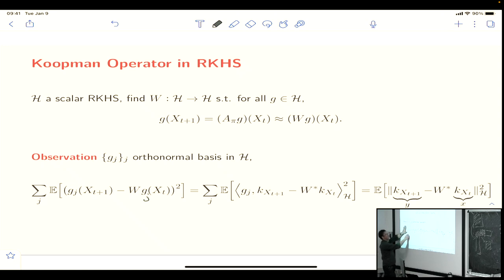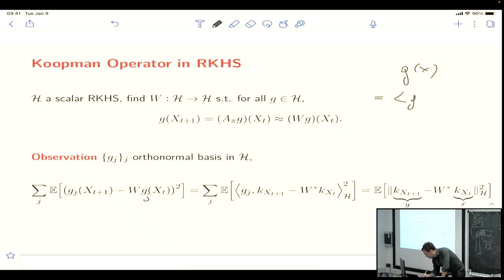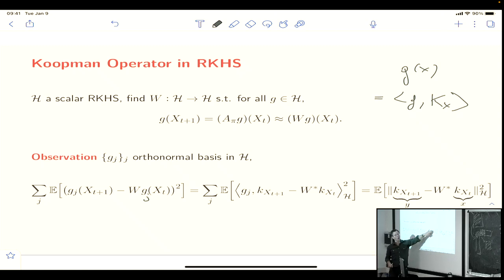The good news is that because you have this property that evaluating GJ is just, remember, you have this GX equal GKX. I can use this property here once, here another time. I can now move this W on KX, and I get this formula. And then by using linearity and so on, you can show that you can get rid of GJ because they're just an orthonormal basis, and this is what you get.